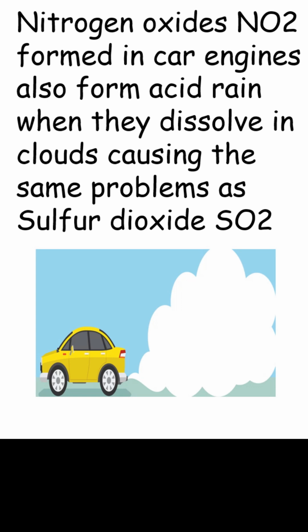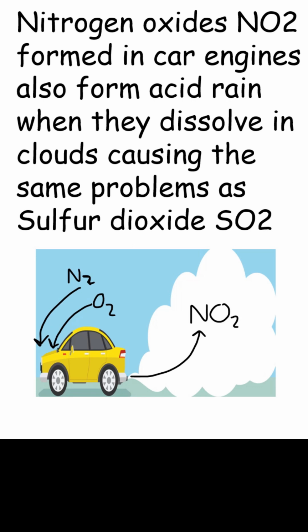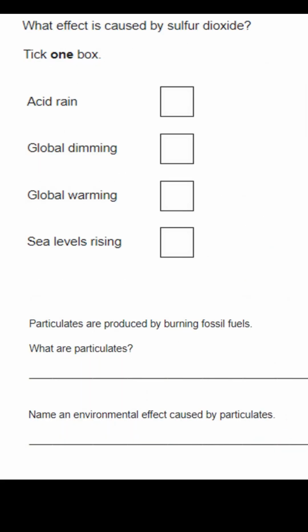Now, nitrogen oxides are another problem. These are formed in car engines when nitrogen from the air and oxygen from the air react on the hot surface of the engine to form nitrogen oxides, such as nitrogen dioxide. These also can dissolve in clouds, causing the same problems with acid rain as sulfur dioxide. Nitrogen oxides also are known to cause respiratory problems. So not only do they cause acid rain, but they also cause respiratory problems.